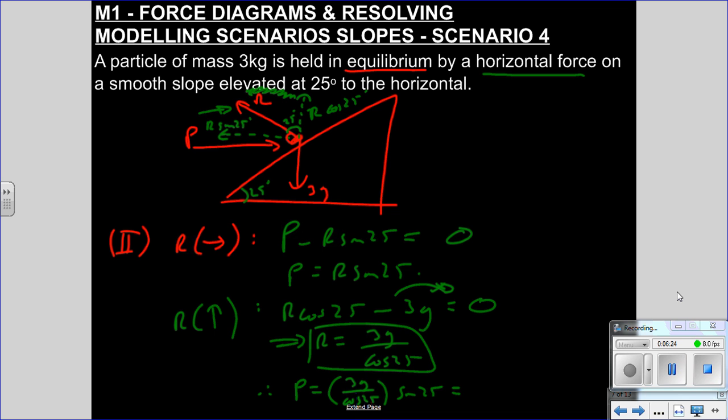So it's 13.7 newtons to 3 SF. Okay. All you need to get then is how to split forces into components so you're resolving perpendicular to each other. Okay? You will get this.